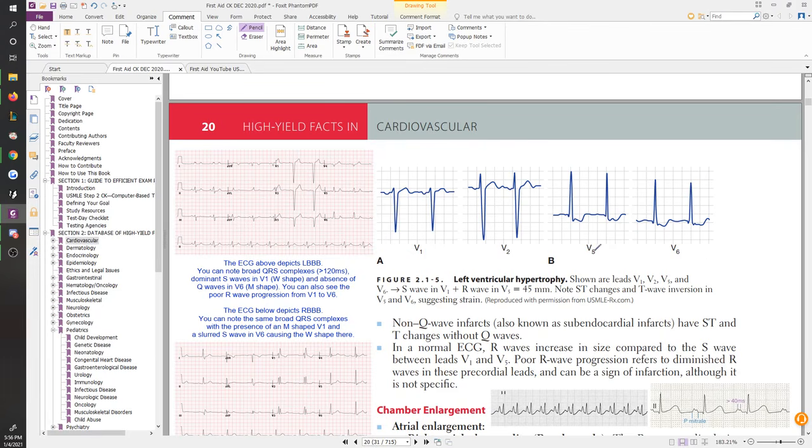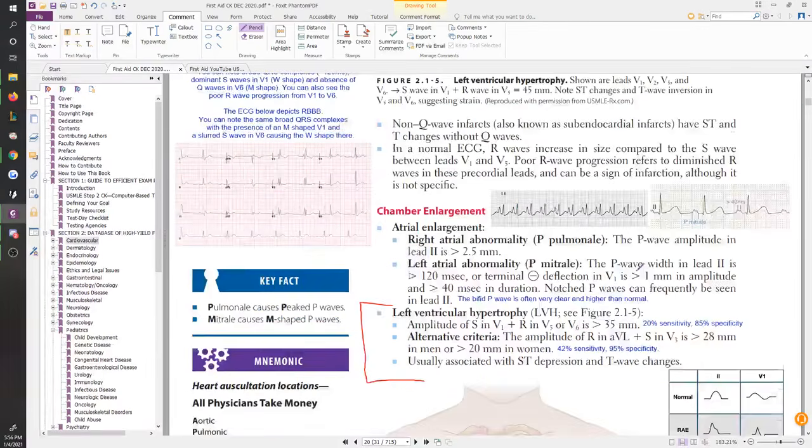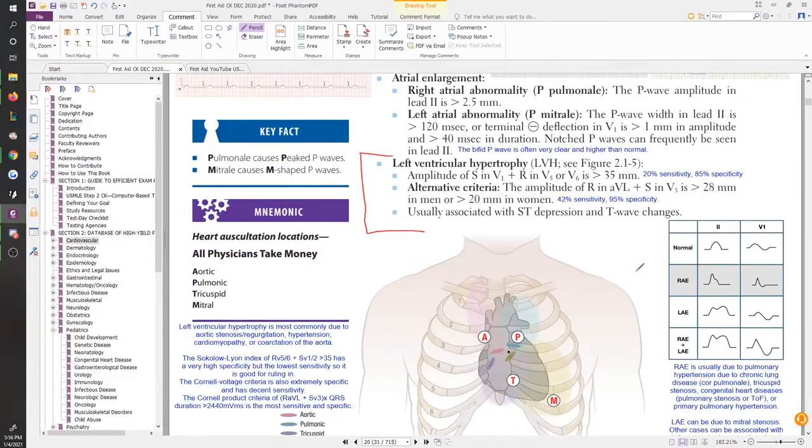If the sum of the numbers is more than 35, that basically means V1 and V6 are very big. Okay? So if V1 and V6 are both very big, then that's partly making you think left ventricular hypertrophy. And look at the sensitivity and specificity. Not that good, right? Sensitivity is for ruling things out, so you can't rule anything out with this, so it's not going to be a screening test. Specificity is for ruling things in, which is pretty diagnostic. 85% is good, but not the best.